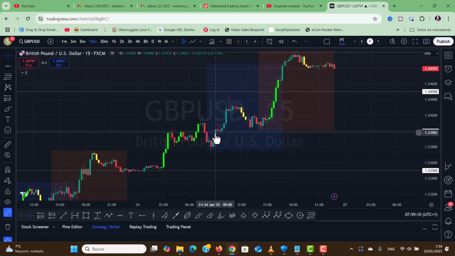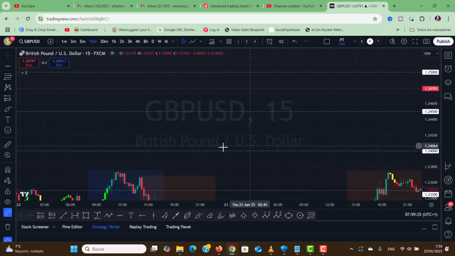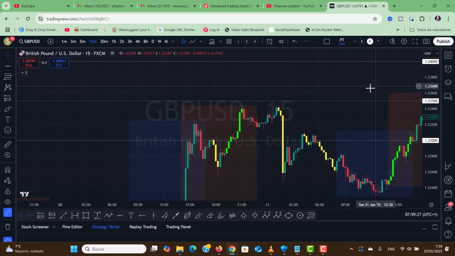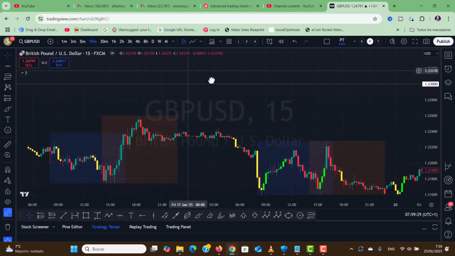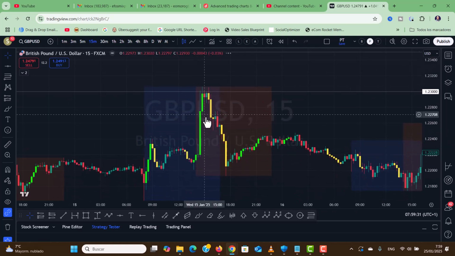Psychological level is just like support and resistance. If you plot the psychological level, you will see price reacting whenever it gets to that level, which can enable you to take your trade. Let's see if we can get more. You see, when it got to the psychological level, it reacted and went down.